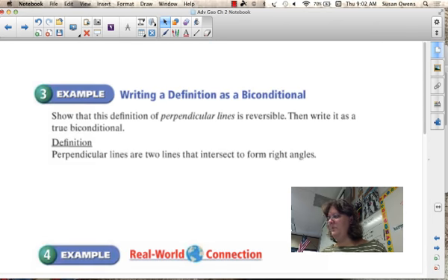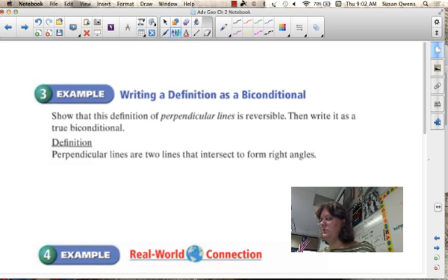Okay, so an example. Show this definition of perpendicular lines is reversible, then write it as a true biconditional statement. Perpendicular lines are 2 lines that intersect to form right angles. The first thing we want to show is that this is reversible. In other words, we can write the converse. So perpendicular lines are 2 lines that form right angles.